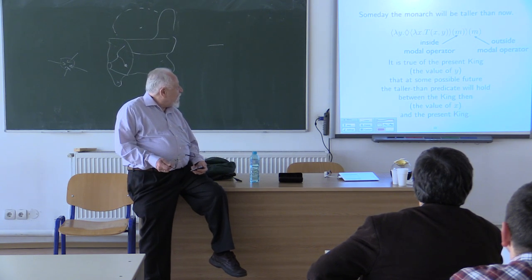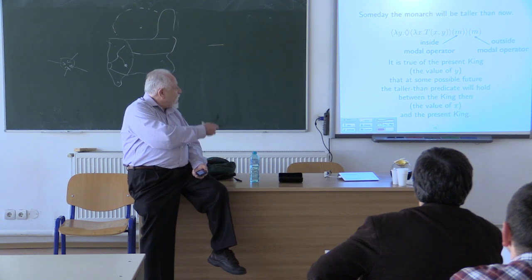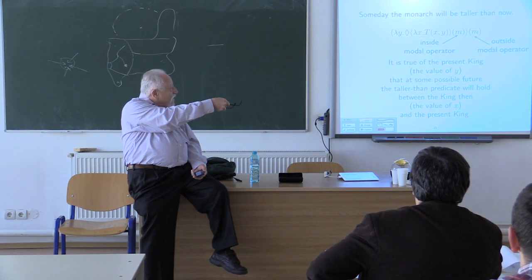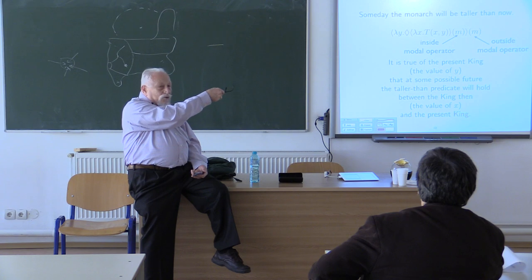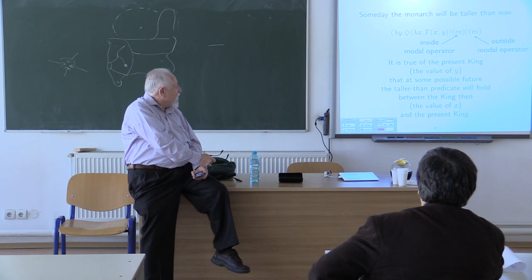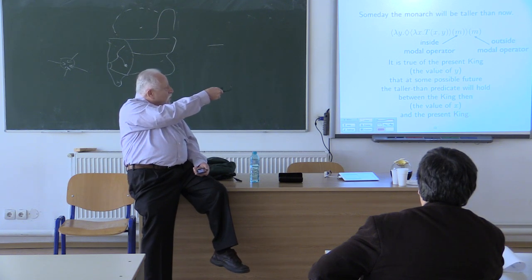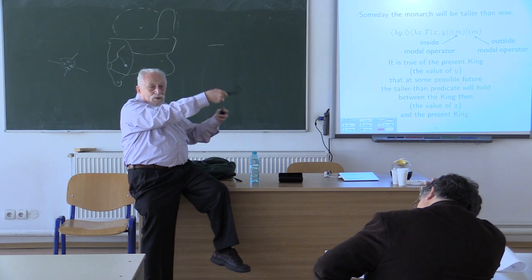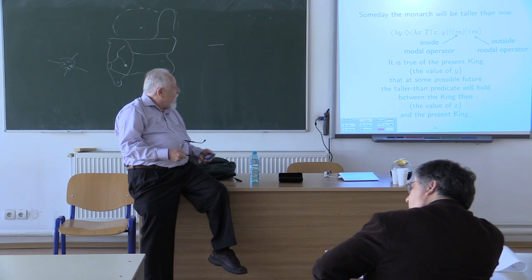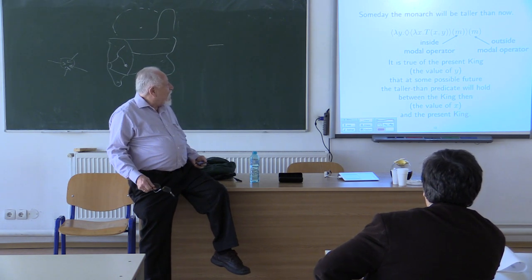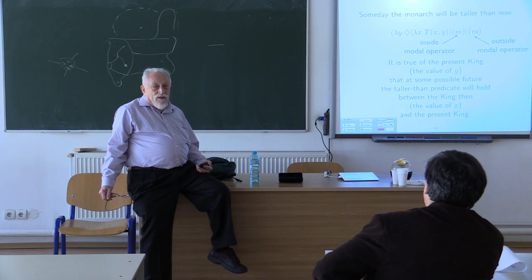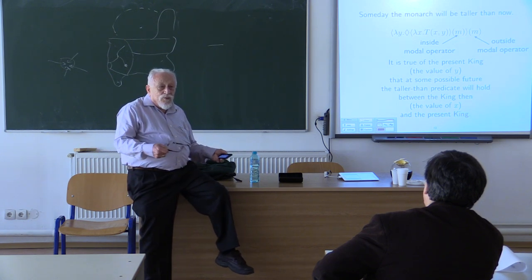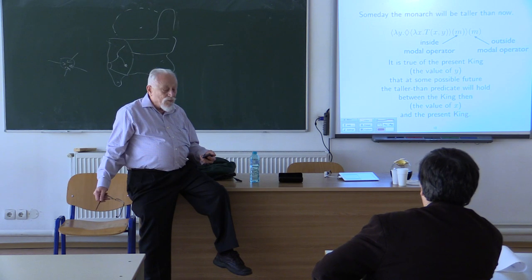Now, what this is saying is it's true of the present king, that's the value of y, which gets what M designates at the moment, that at some possible future, that's the diamond, so I'm reading this from outside in, the taller than predicate will hold between the king then, that's the value of x, where x gets assigned what M designates when you move to a possible alternate world, and the present king. So it's true of the present king that at some possible future, the taller than predicate will hold between the king then and the present king. Now, again, this is still informal, but I will give you a formal syntax in a few minutes that actually gives it this reading.